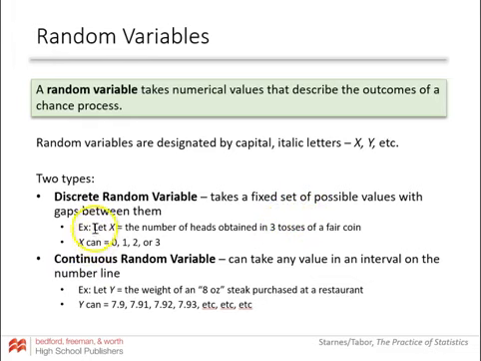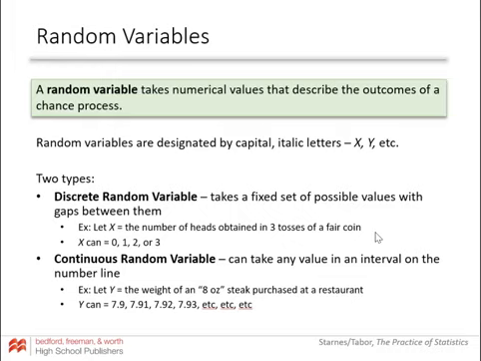An example of this is if we define the random variable X as the number of heads obtained in 3 tosses of a fair coin. If I toss a coin 3 times, the number of heads that I can get is 0, 1, 2, or 3. So that is a discrete random variable, because there's a set number of numbers. There's only those 4 possibilities, and there's a gap between those possibilities. I can't get 1.5 heads, so it has to be exactly 1, exactly 2, or exactly 3.